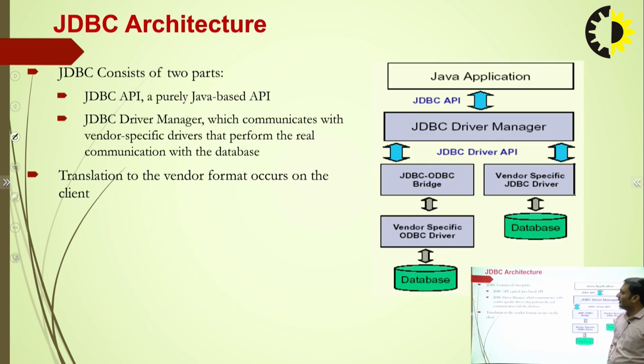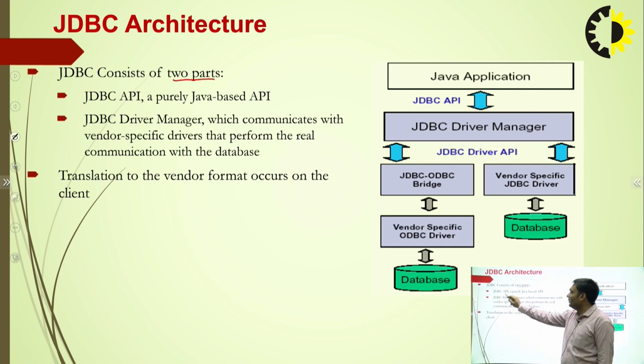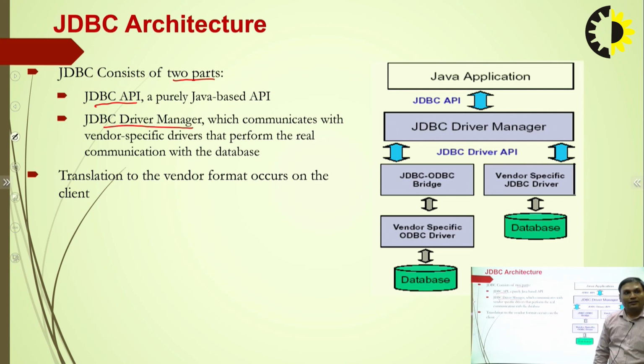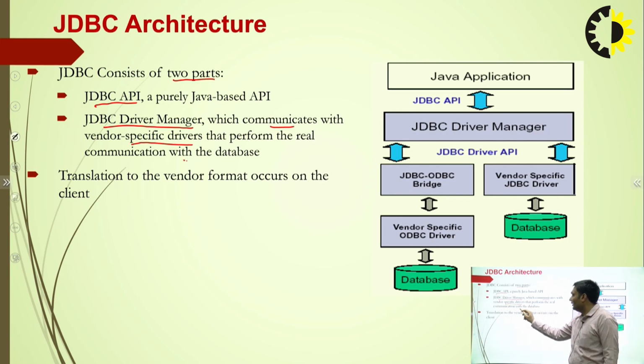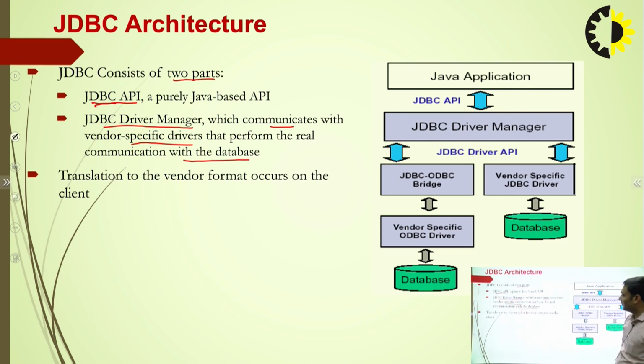Now let's see the architecture of JDBC. JDBC consists of two parts. One is the JDBC API, the second one is the JDBC Driver Manager. The JDBC API is a purely Java-based API, and the JDBC Driver Manager communicates with vendor-specific drivers that perform the real communication with the database. So we need both the JDBC API as well as the JDBC Driver Manager.